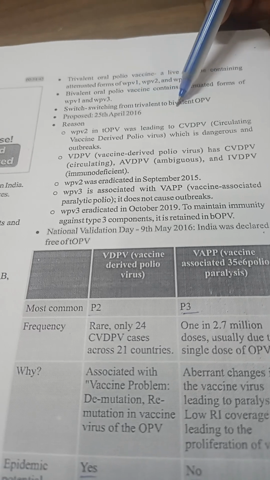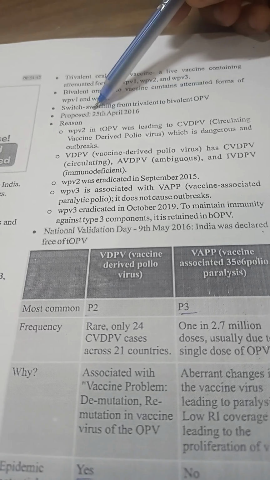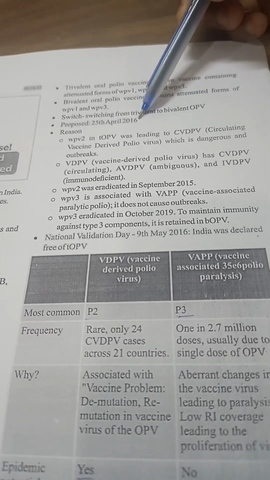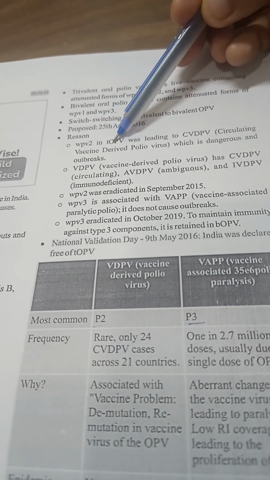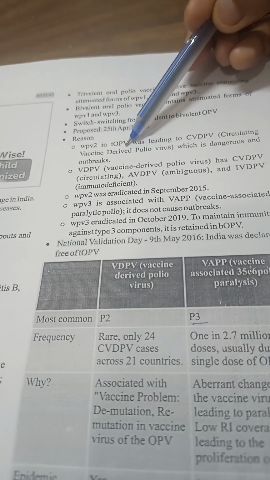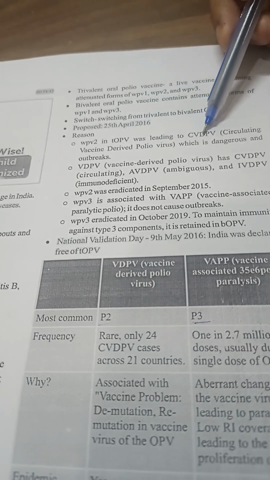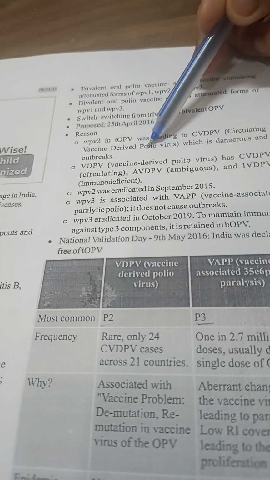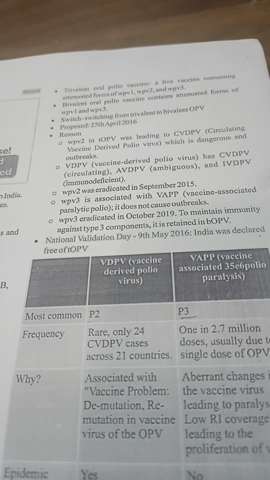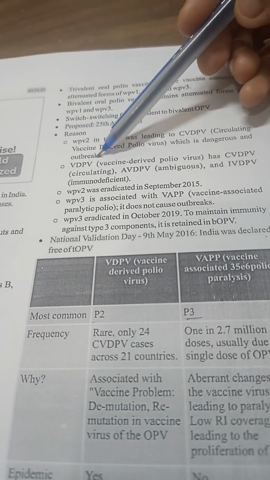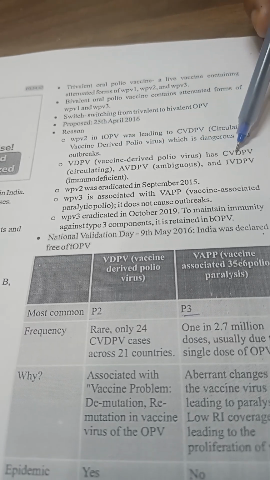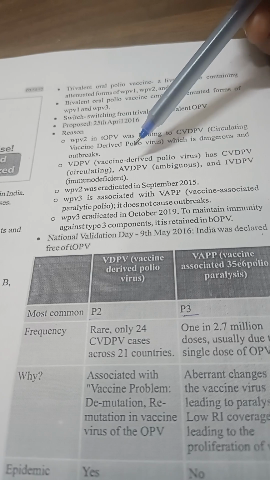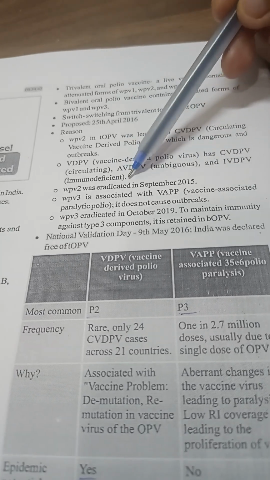Switching from trivalent to bivalent OPV was proposed on 25 April 2016. Reason: the WPV2 in trivalent OPV was leading to cVDPV, circulating vaccine derived poliovirus, which is dangerous and causes outbreaks. VDPV, vaccine derived poliovirus, can be circulating, ambiguous, or immunodeficiency-associated.